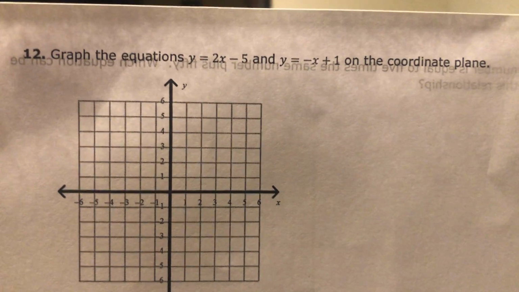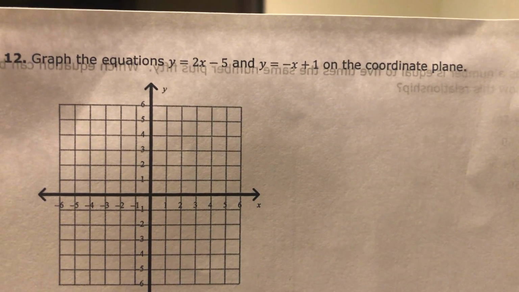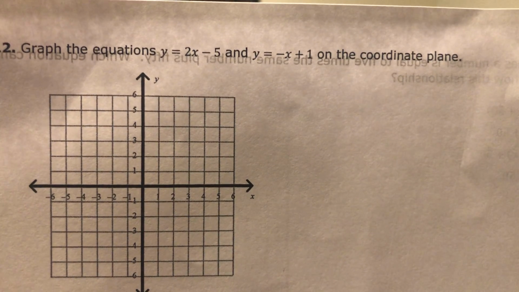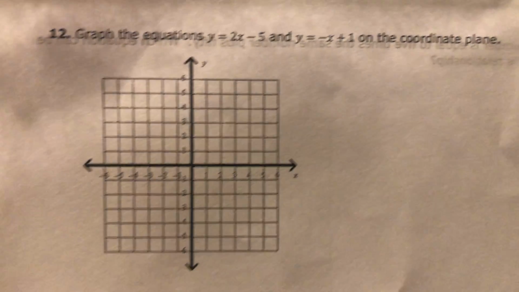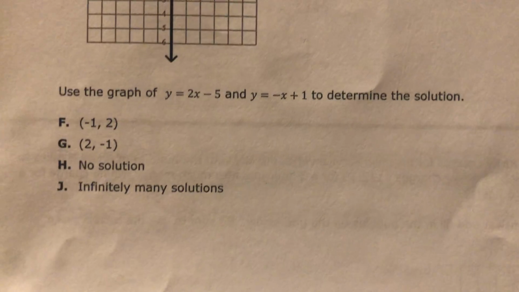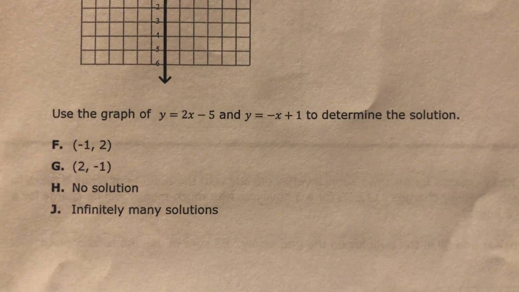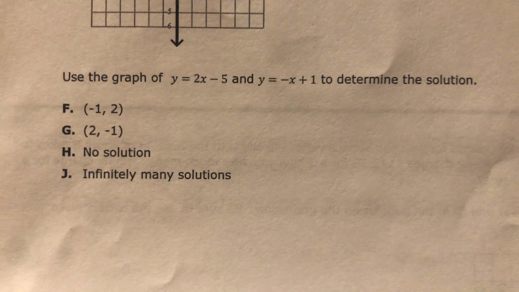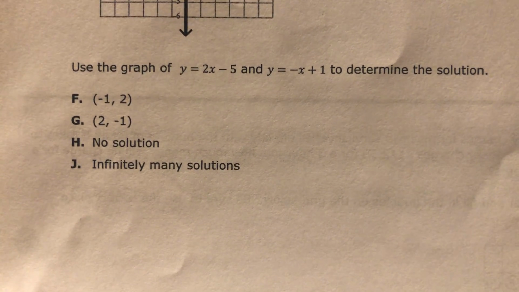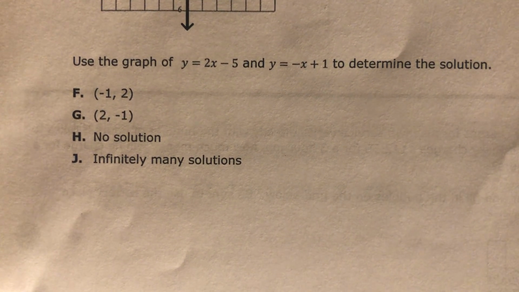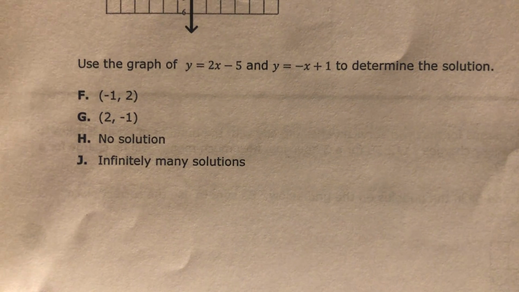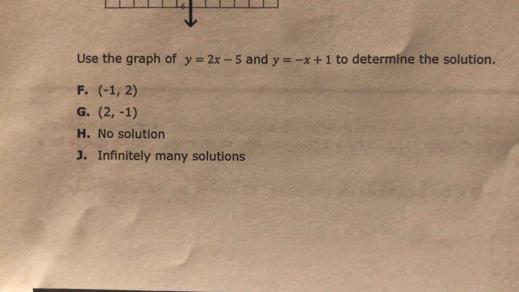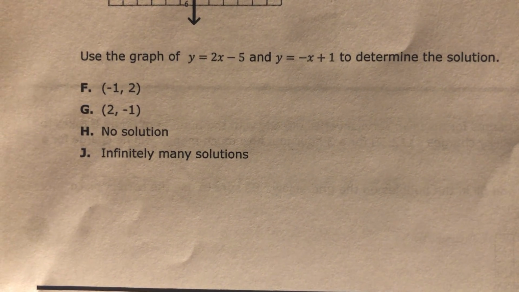Number 12, graph the equations y equals 2x minus 5 and y equals negative x plus 1 on the coordinate plane. Use the graph of y equals 2x minus 5 and y equals negative x plus 1 to determine the solution. F, negative 1 over 2. G, 2, negative 1. H, no solution. J, infinitely many solutions.